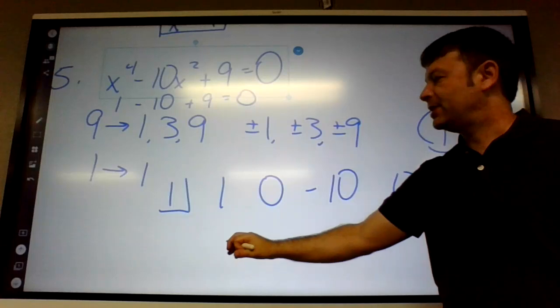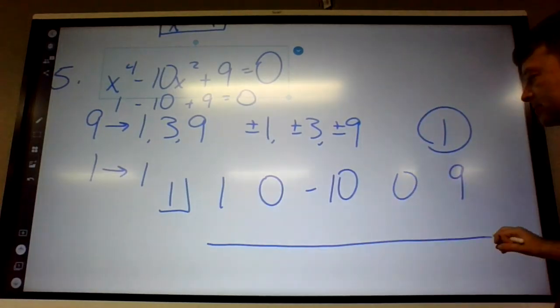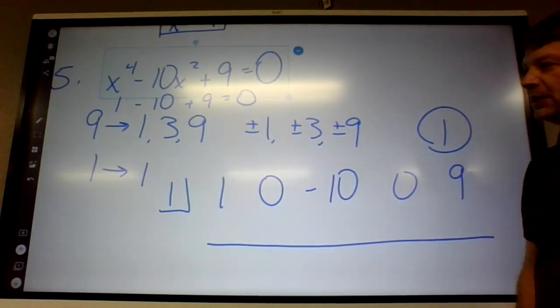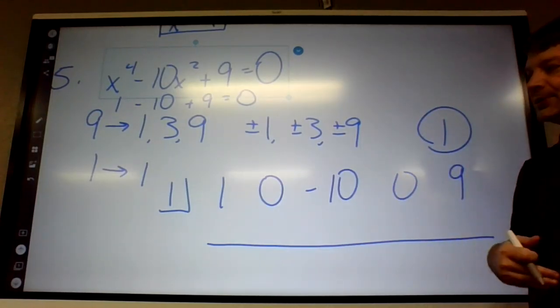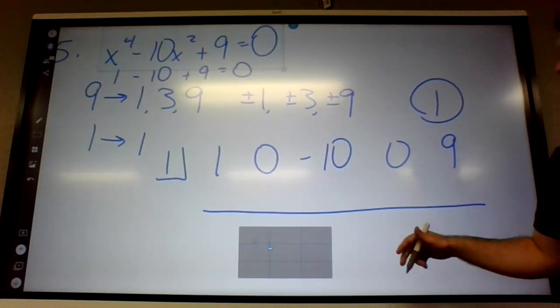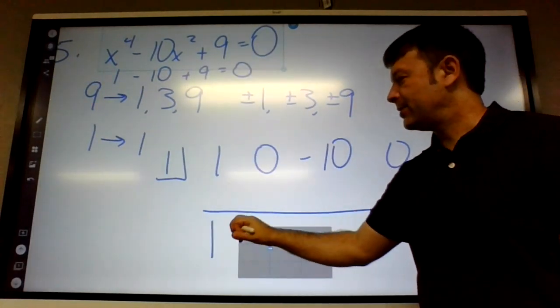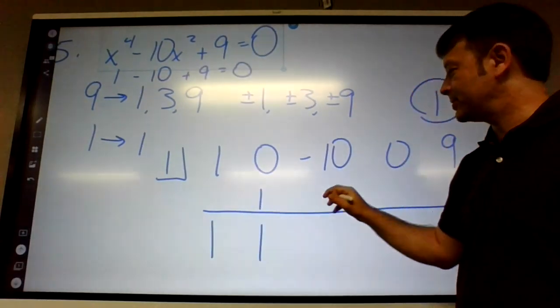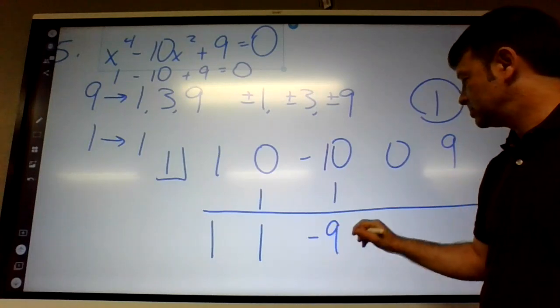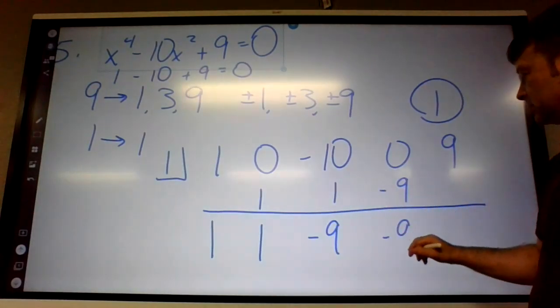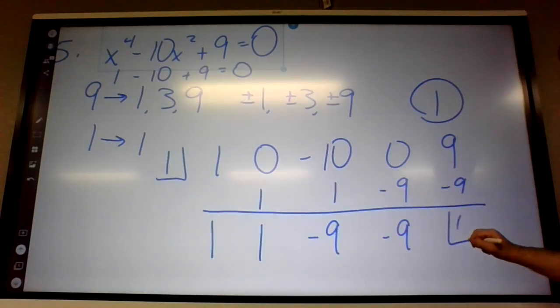And I'm taking out the answer of 1. It's kind of like I'm dividing by x minus 1. So I'm going to add down, multiply up. I'm going to go slower this time so I don't screw up again. Alright, that time it worked.